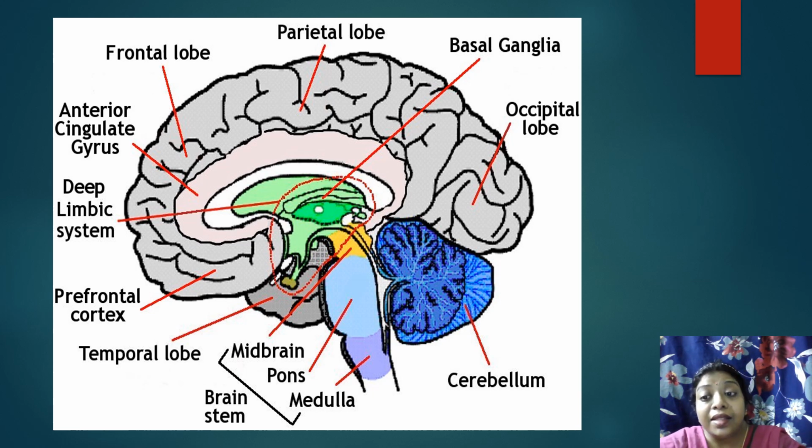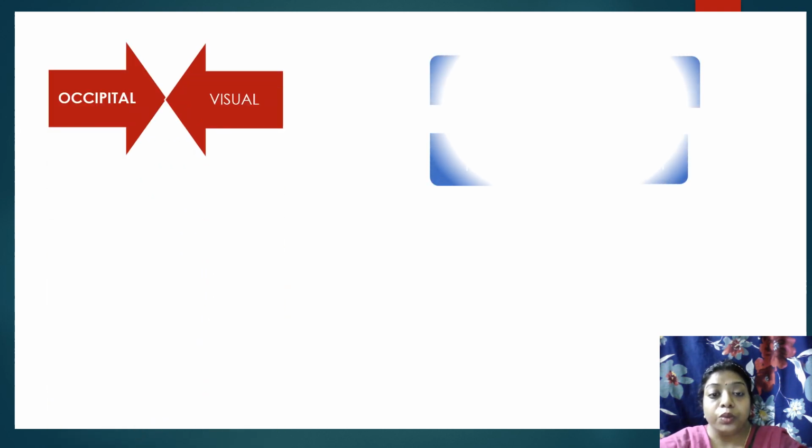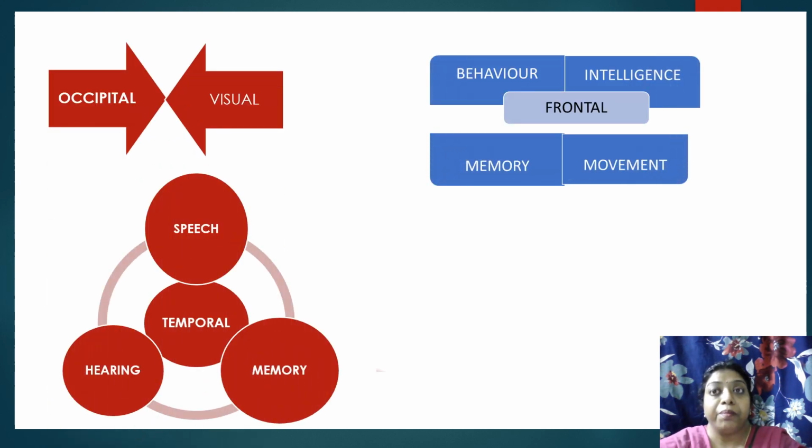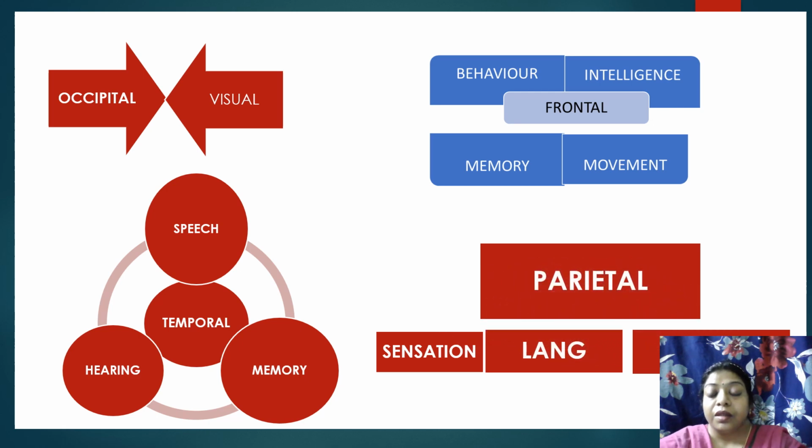Now, this sulci again divides the cerebrum. It divides the cerebrum into three different parts. The first one will be the frontal lobe, which we already saw in the last class.